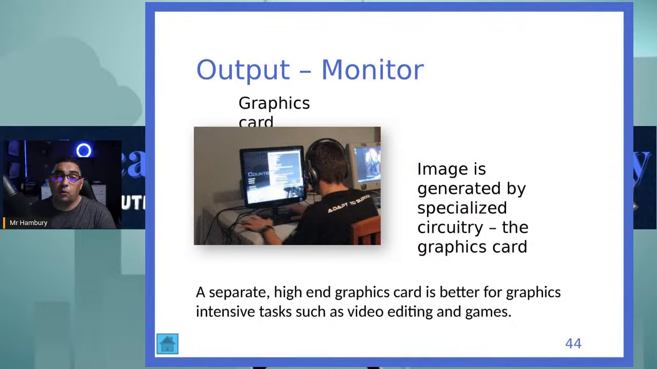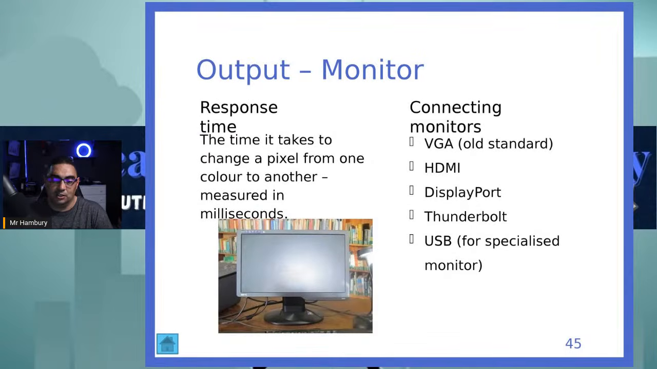We get output through graphics cards. These can be separate graphics cards or built into the motherboard. But essentially, it's the image that's generated by specialized circuitry. That is what a graphics card is. And this allows those images to come through. And obviously, if you have a very expensive one, a very high quality one, you are going to get a very high quality image as well.